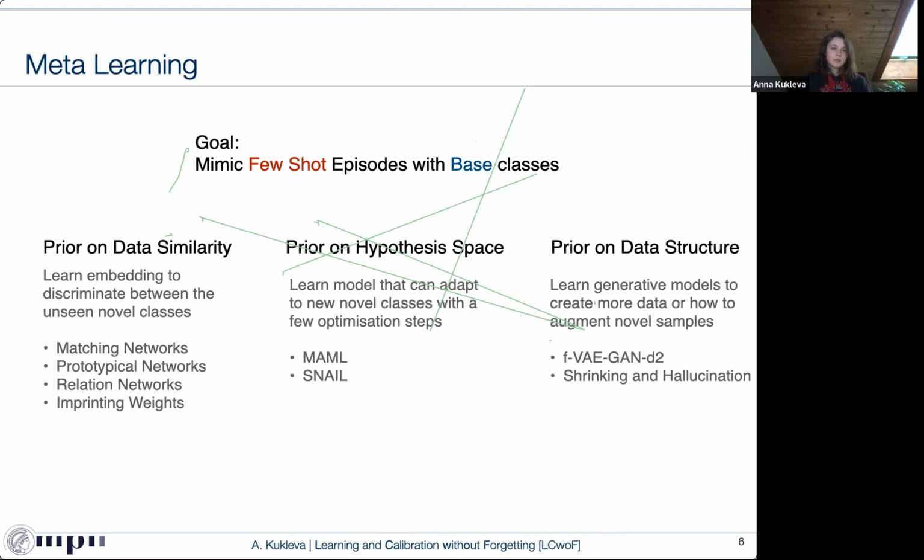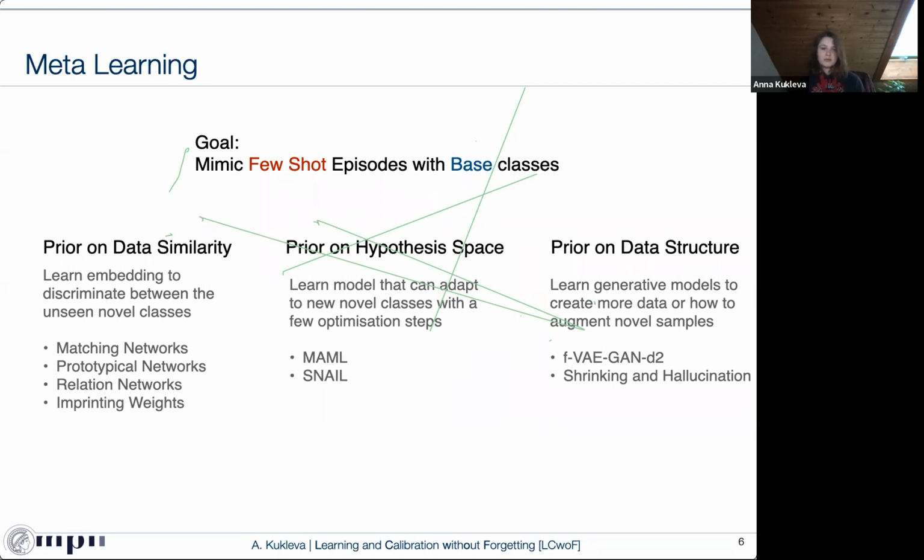Let's talk about this, the most common approach. It's meta-learning to train the framework, where the goal is to mimic few-shot episodes with the base classes. For the base classes, we don't take into account the accuracy on them, but we mimic these few-shot episodes with these classes. We use a prior on the data similarity. Basically, it's non-parametric classification, where you have prototypes and then find the most similar classes to these prototypes. It's matching networks, prototypical networks, or metric learning with relational networks, where you learn a metric in the space.